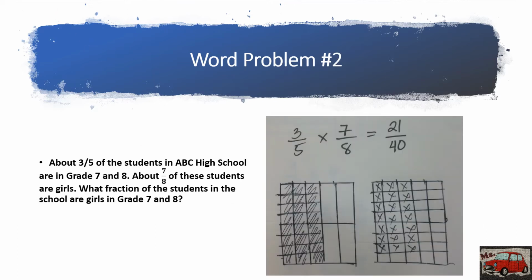About 3/5 of the students in ABC High School are in grade 7 and 8. About 7/8 of these students are girls. What fraction of the students in the school are girls in grade 7 and 8?